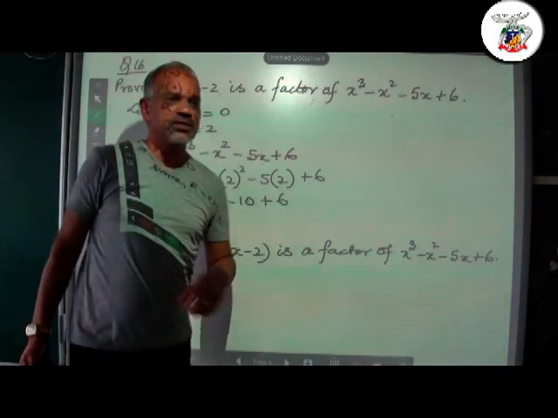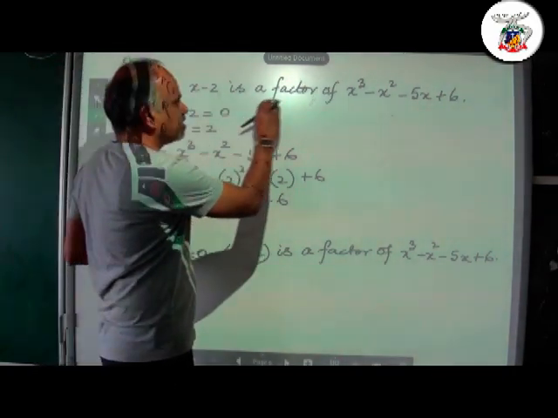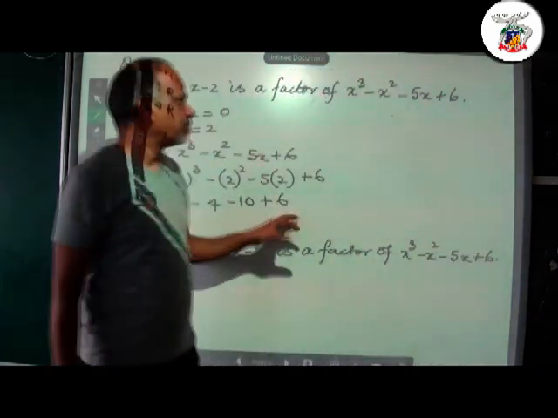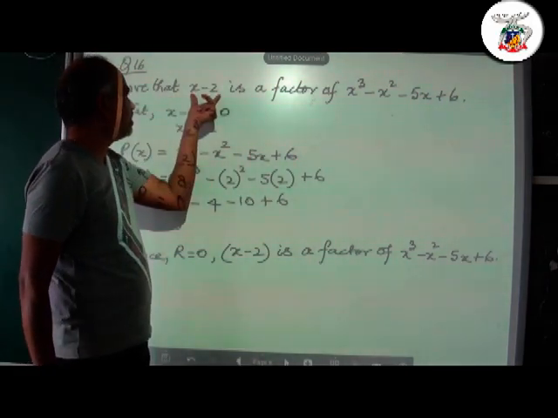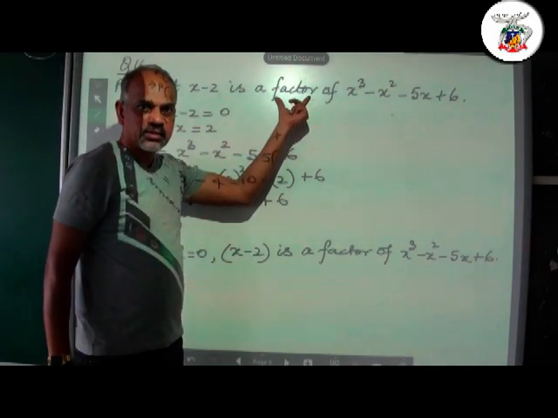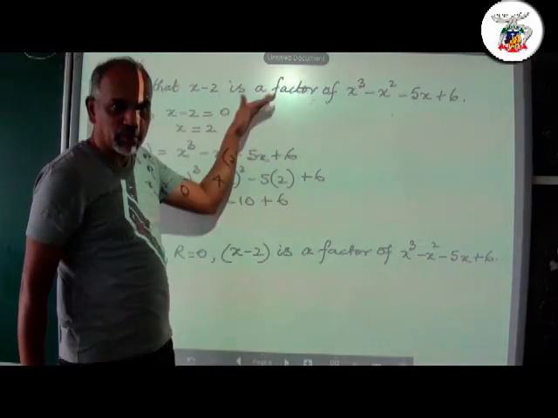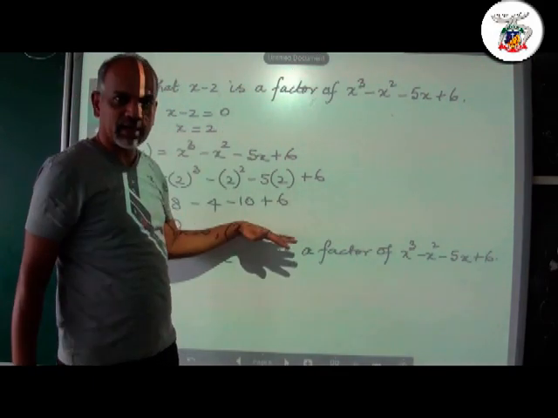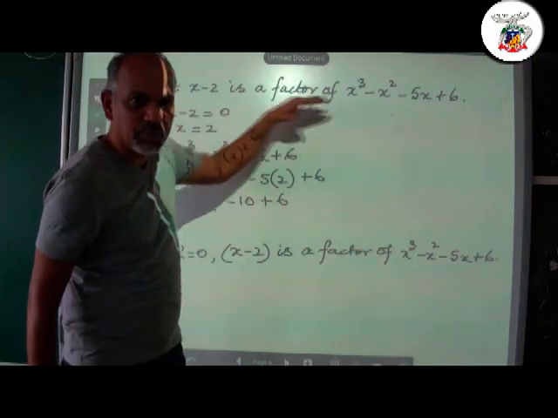This is question 16 from exercise 9a. Prove that x minus 2 is a factor of x cubed minus x squared minus 5x plus 6 is the question. Okay. This is the polynomial that you have to divide and you have to prove that this is a factor. To prove that something is a factor, you have to see that the remainder is 0. So all that you have to do here is, the procedure is the same as the remainder theorem. You find the remainder, see whether the remainder is 0. If the remainder is 0, then x minus 2 becomes a factor.